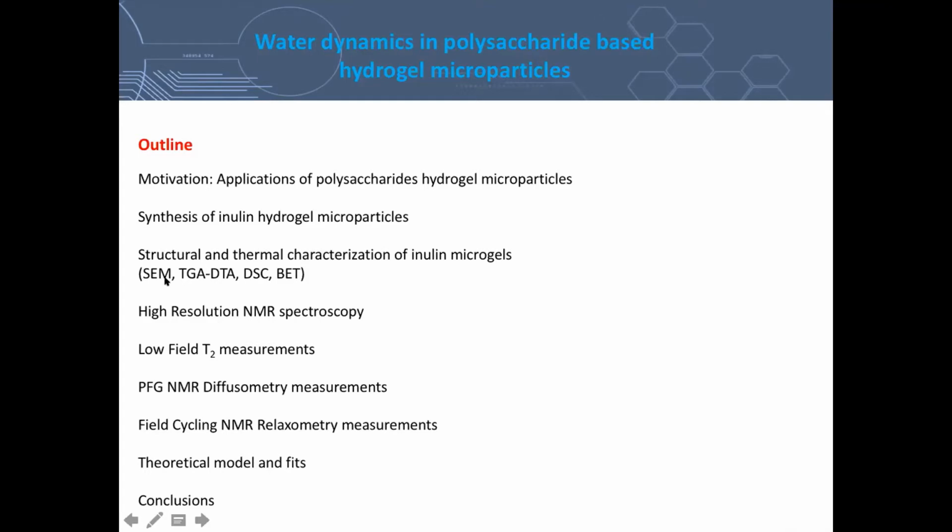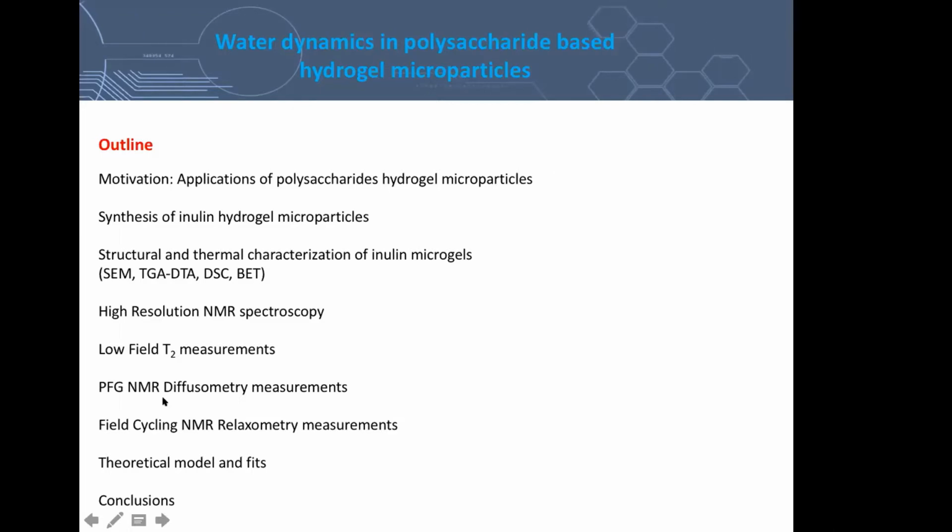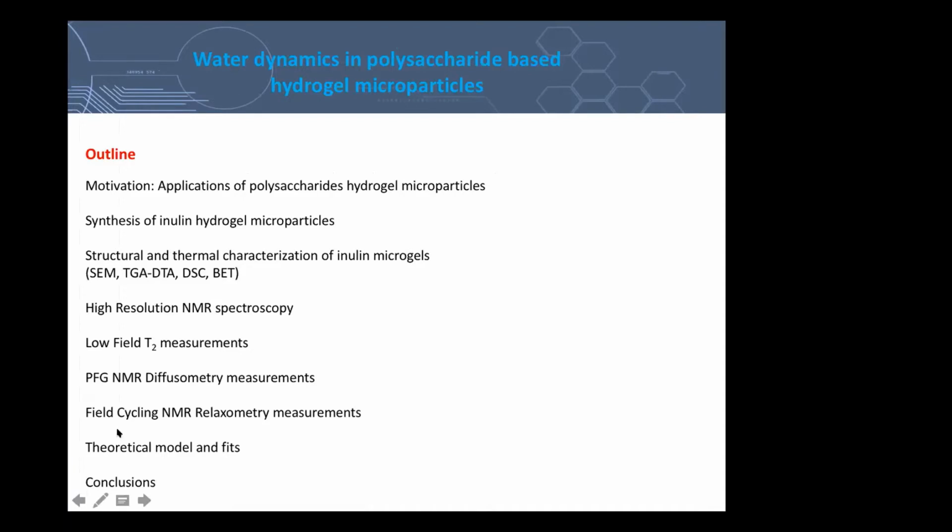Then, as the first step of characterization, I will speak about the structural and thermal characterization. I will share some images, thermogravimetric analysis and differential thermal analysis data, differential scanning calorimetry, and BET surface area analysis. Then, of course, a great majority of the study is focused on NMR. So I will present the high-resolution NMR spectroscopy results, the low-field T2 measurements, diffusometry results, and of course field cycling NMR relaxometry measurements. And at the end of my talk, I will again briefly discuss the theoretical relaxation model that we have used for the fitting of the NMRD curves obtained by field cycling NMR measurements. And I will conclude my talk.